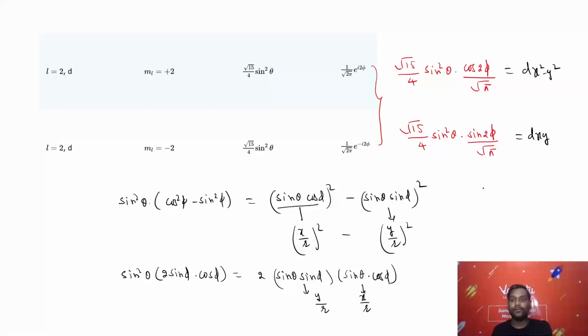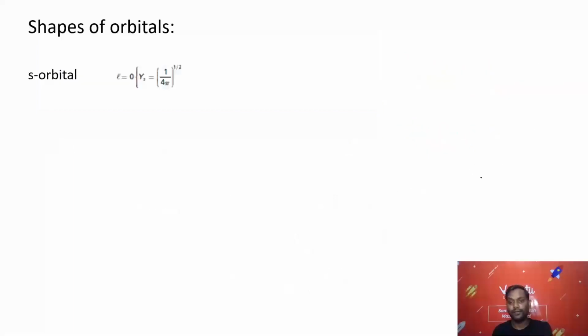Right. Let us now see the role of these in the shape of the orbitals. Because we know that the radial part of the wave function is independent of theta and phi, it will always be spherical. If you're moving from the origin to a point at r distance from the nucleus, you are allowed to go in any direction as theta and phi. There is no restriction. So the radial part will always give you a spherical shape.